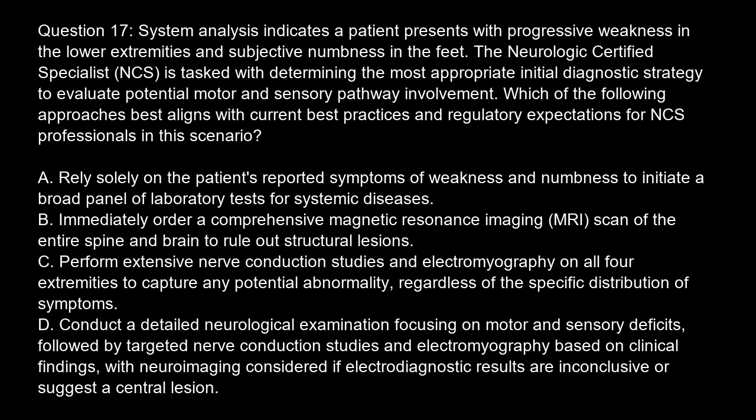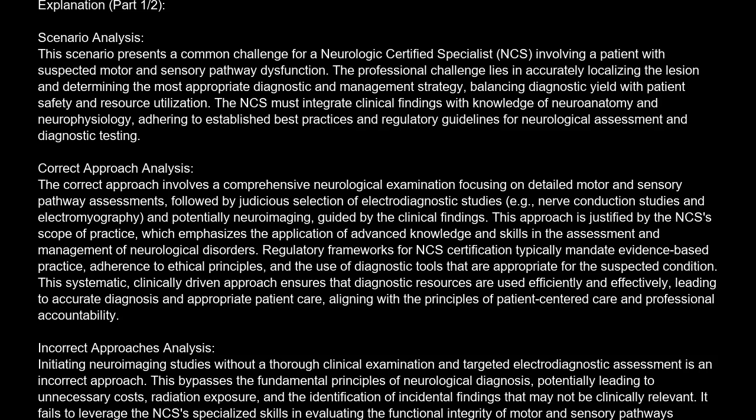Option D. Conduct a detailed neurological examination, focusing on motor and sensory deficits, followed by targeted nerve conduction studies and electromyography based on clinical findings, with neuroimaging considered if electrodiagnostic results are inconclusive or suggest a central lesion. The correct answer is B. Immediately order a comprehensive magnetic resonance imaging (MRI) scan of the entire spine and brain to rule out structural lesions.